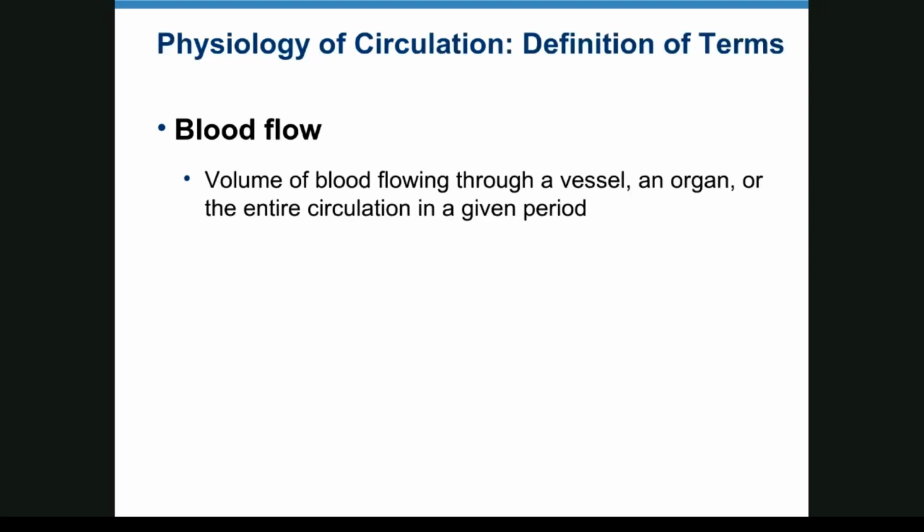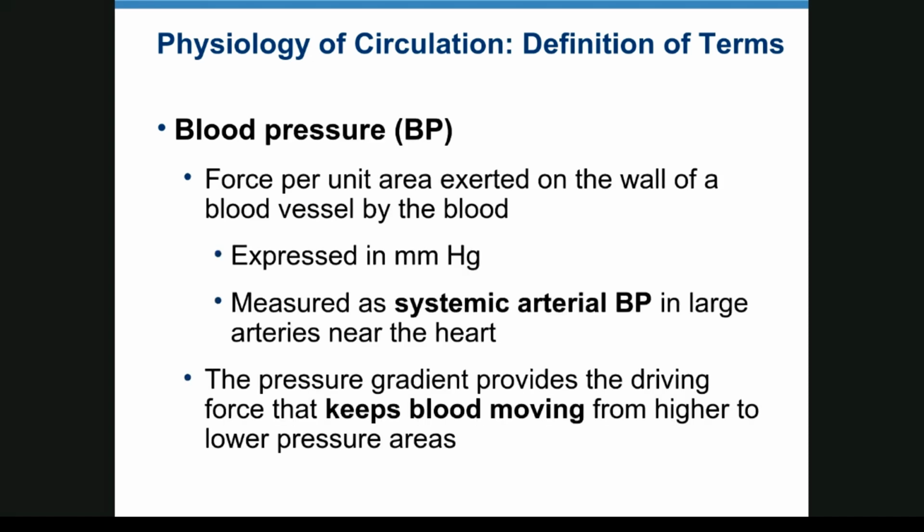Okay, another definition here, blood flow, and it's pretty obvious. It's the blood that's flowing, but you can define it as blood flowing through a vessel, through an organ, or through the entire circulatory system in a given period. Blood pressure is the force per unit area on the wall of the blood vessel, and we measure it in millimeters of mercury. And when we're talking about blood pressure, as a rule, we're talking about systemic arterial blood pressure.